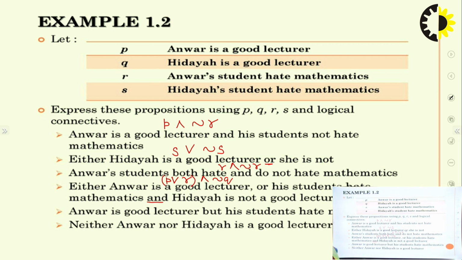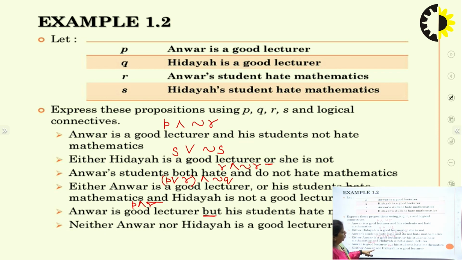Now Anwar is a good lecturer. That means we are talking about P. His students hate mathematics, R. Now in between they have given but. But means and. That Anwar is a good lecturer and his students hate mathematics. So we'll join it with the conjunction only.